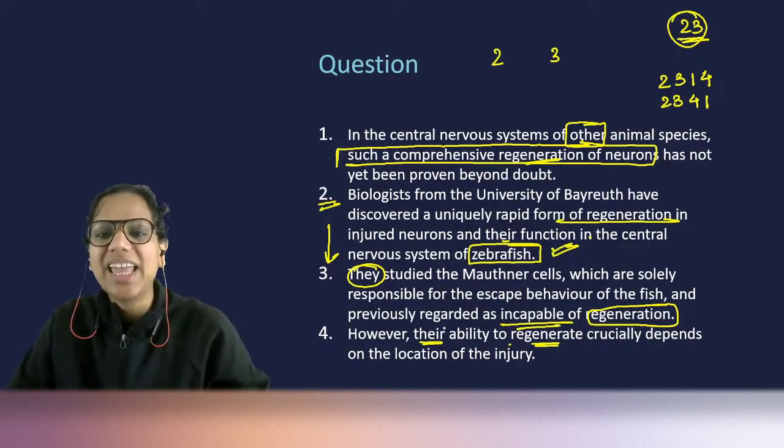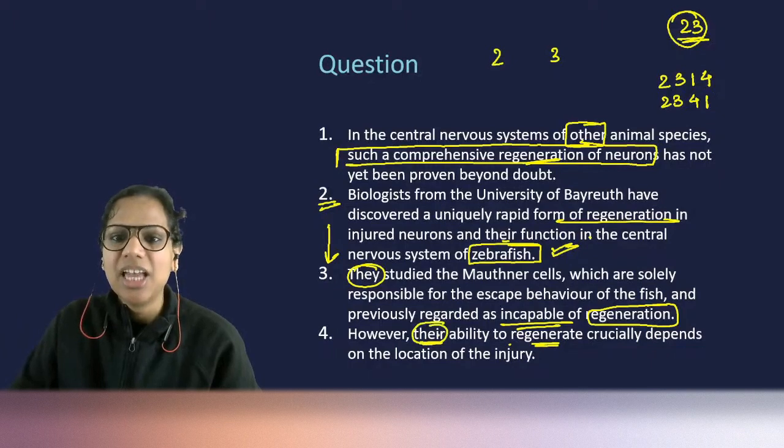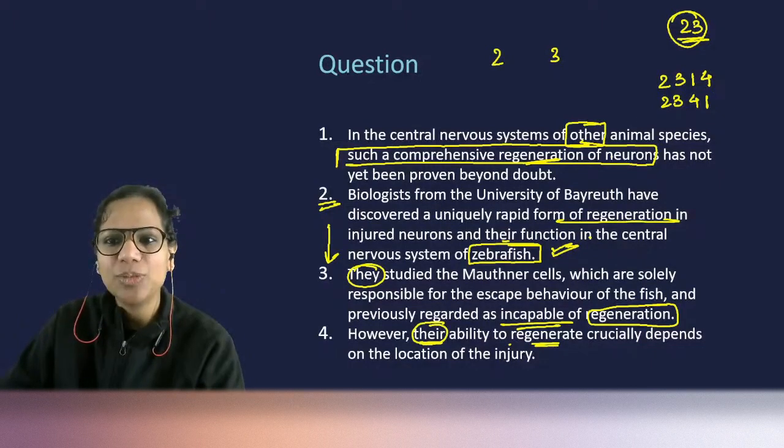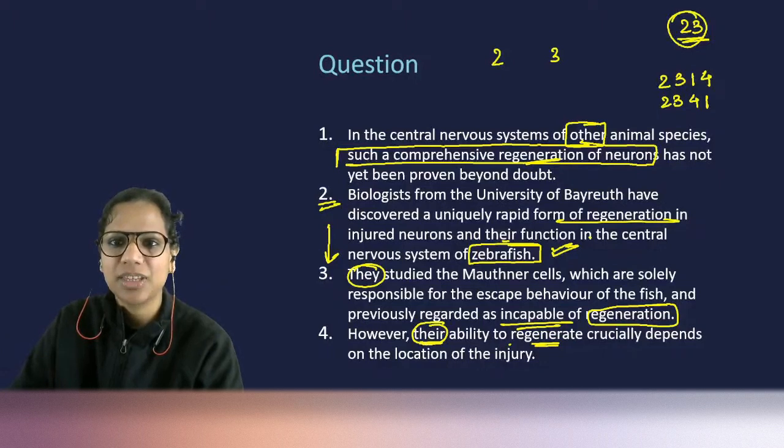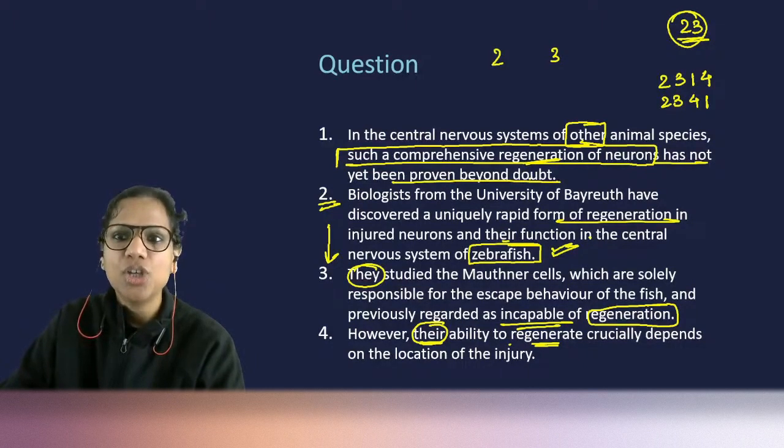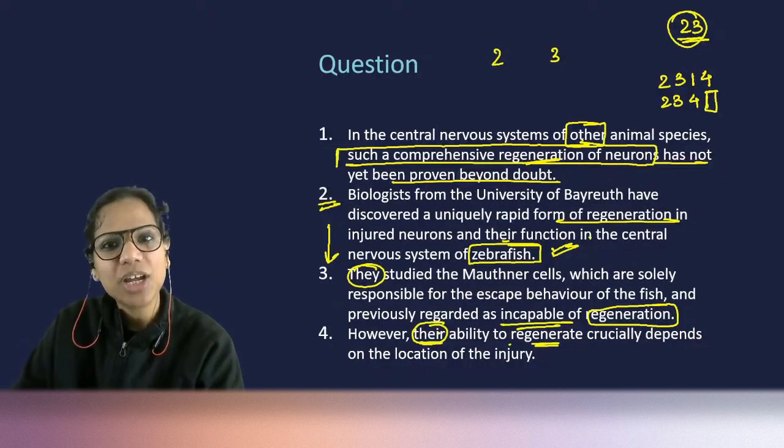So when I say there, am I talking about the other animal species here? When I say there, I am saying that here things have not even been proven beyond doubt. So this is going to come later on. Okay, this there refers to zebrafish itself.